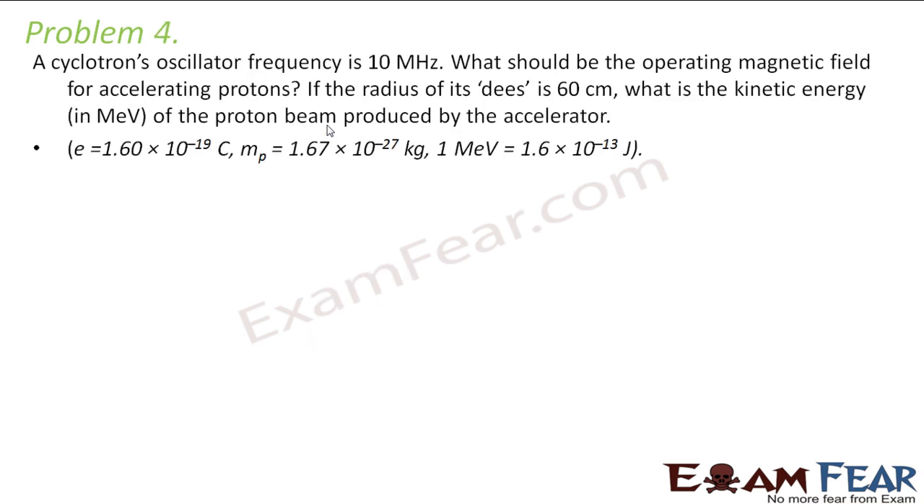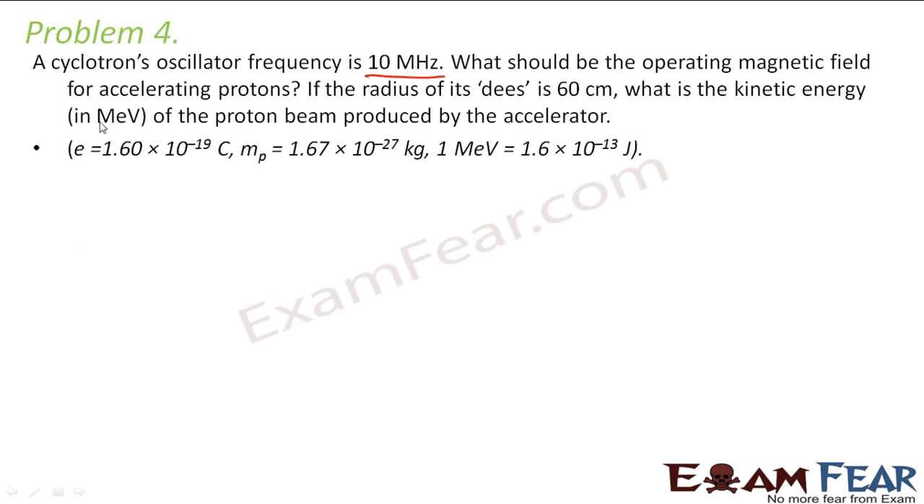Now let us look at the last problem, which is based on the cyclotron. This problem says that a cyclotron's oscillator frequency is 10 megahertz. What should be the operating magnetic field for accelerating protons if the radius of its Ds is 60 centimeters? What is the kinetic energy of the proton beam produced by the accelerator? So let us look at the first part first. What should be the operating magnetic field for accelerating protons?